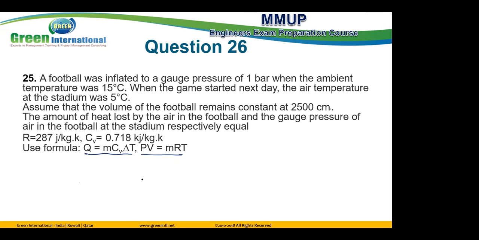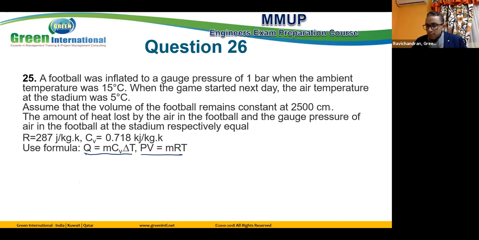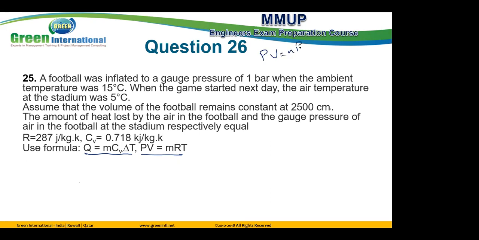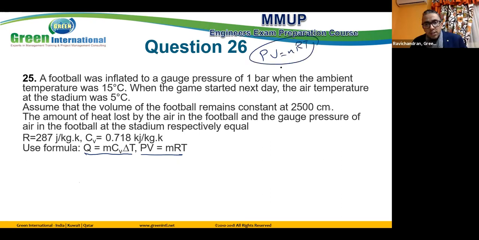Sir, before you said PV is equal to nRT, here mRT. Yes, you have two equations for the ideal gas. PV equals nRT, this is a general one, and we have another one, PV equals mRT. But the difference is this R is the universal gas constant. Universal gas constant means one R for all gases, one value for all. It is applied for all gases. So this is used as a general one.